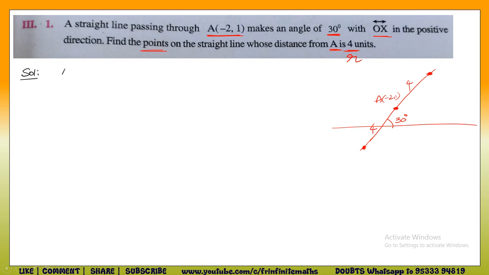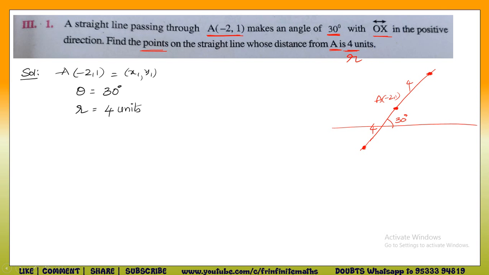So how to solve this problem? Let us see. A point is given on the line which is A minus 2 comma 1. We will represent this as x1 comma y1. Next we are given theta, which is the inclination. Theta is equal to 30 degrees. Next he has given the distance, which is represented by R, and which is 4 units.